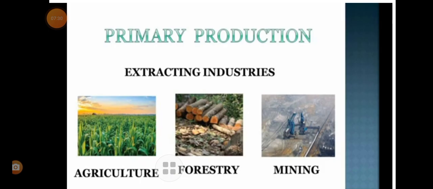So what is primary production? They are called extracting industries. Something which you extract from nature is called primary production. You extract means you collect, you acquire. You take something from nature. Examples are agriculture, forestry, and mining. All these three examples are collected from nature. So these productions are called primary production.